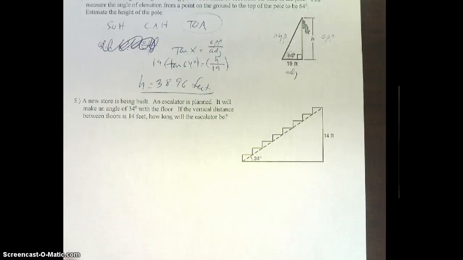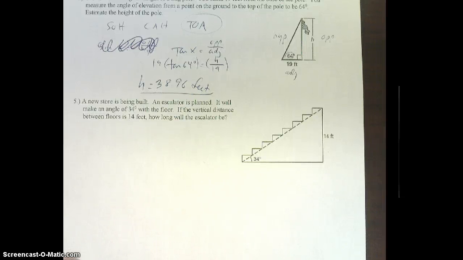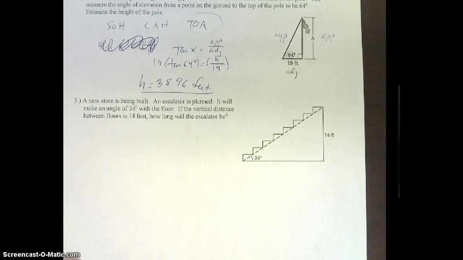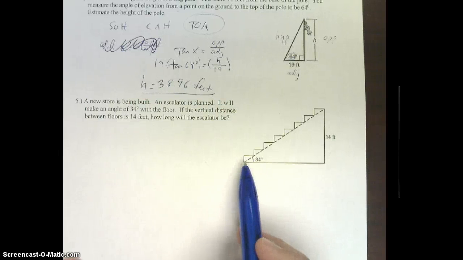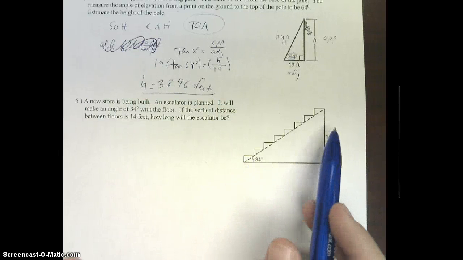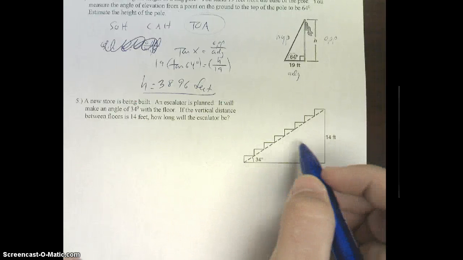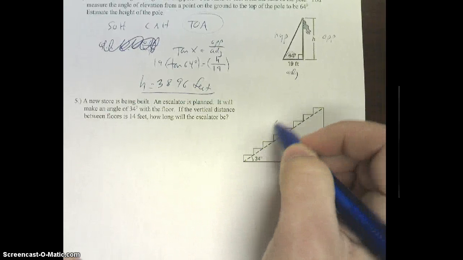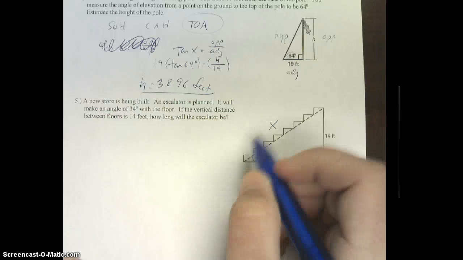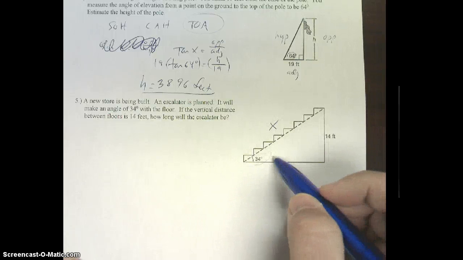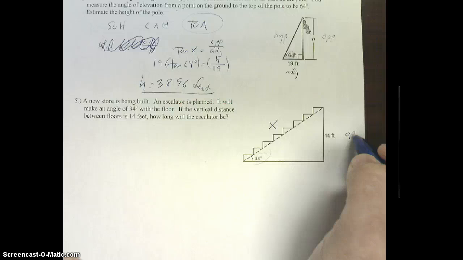Last one. A new store is being built. An escalator is planned. It will make an angle of 34 degrees with the floor. If the vertical distance between floors is 14 feet, how long will the escalator be? Well, the escalator is this portion right here, going up. Okay? So here's my reference angle. Opposite of it is over here at 14.